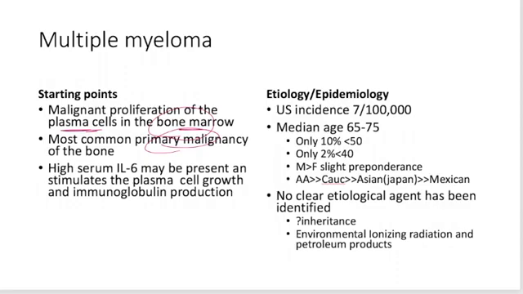The incidence is 7 per 100,000, with ages 65 to 75. Only 10% are less than 50, and only 2% less than 40. And we see male again, African American, then Caucasian, then Asian, then Mexican. There's a possible inheritance pattern, and then ionizing radiation and petroleum products.